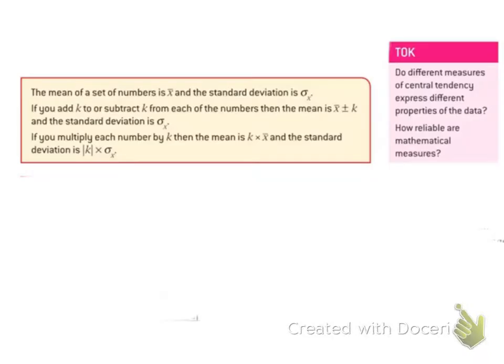And the last investigation, which you guys could do on your own, but we'll just talk about what comes out of it. It says that the mean of the set of numbers is x bar, right? And the standard deviation is the sigma with a little x because it's in terms of x. But if you add k to or subtract k from each of the numbers, then obviously the average will go up or down by a value of k. The cool thing is the standard deviation doesn't change because you're not changing the gap between all of your numbers. But if you multiply each number by k, then the average is multiplied by k.